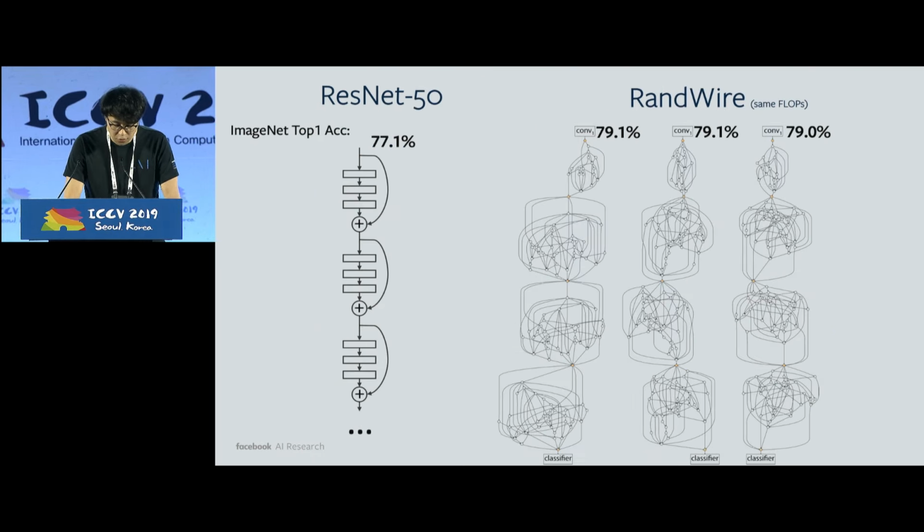Here we show several neural network architectures we designed on the right. Compared to a standard ResNet architecture, our neural networks seem a bit crazy. We call our model random wire. They can achieve highly competitive results on the ImageNet benchmark.